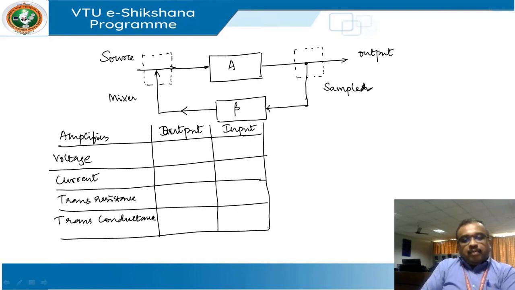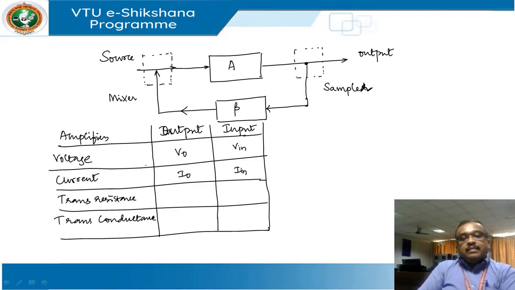Can you recall from the previous slide, in the case of a voltage amplifier, what will be the output? I want a quick answer on this. Yes, it is output voltage. And what will be the input? It will be a voltage again, let me call it Vn. Current amplifier: what will be the output? It will be a current quantity. And what will be the input? It will be a current quantity again.